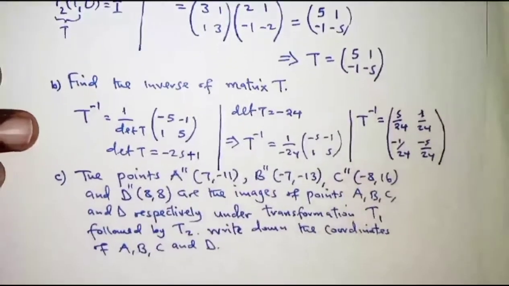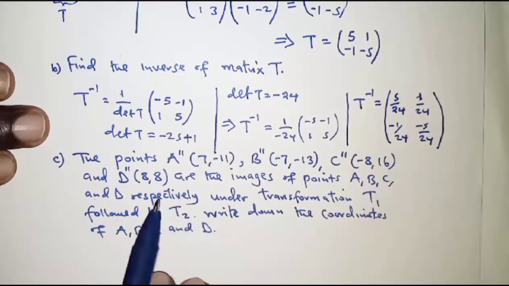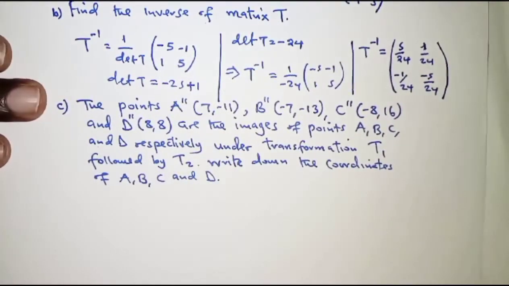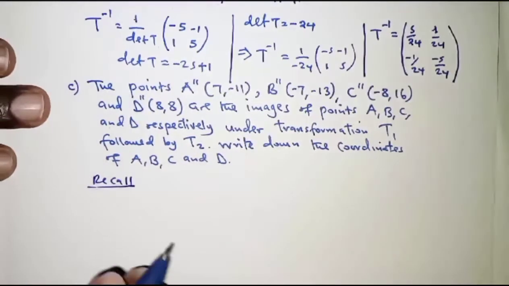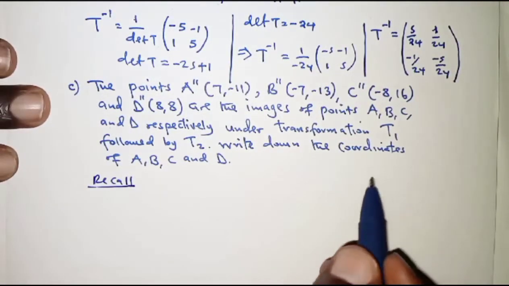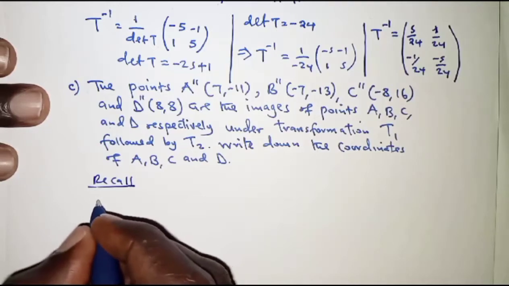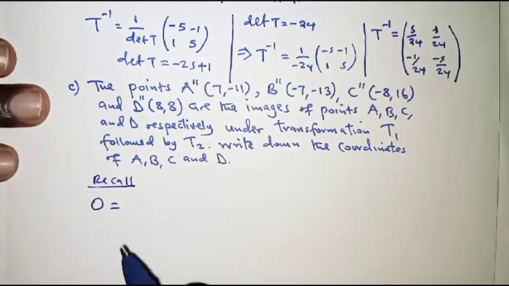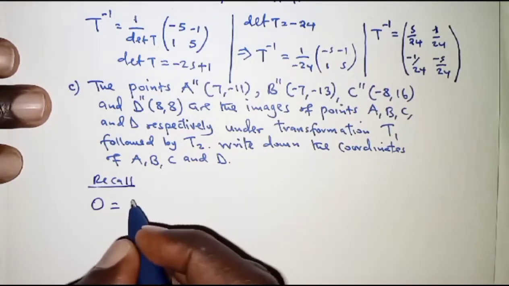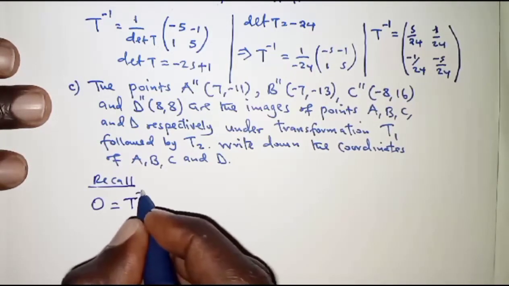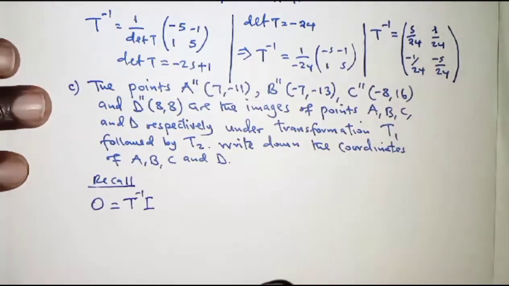Finally, for the last part, we are given the image points and we are required to get the object points A, B, C, D. So again, we need to recall that whenever you want to move the reverse way from the image back to the object, that is, if you want to get the object given the transformation matrix and the image points, then you simply multiply the image matrix by the inverse of the matrix. So the inverse of matrix T multiplied by the image should give us the object.